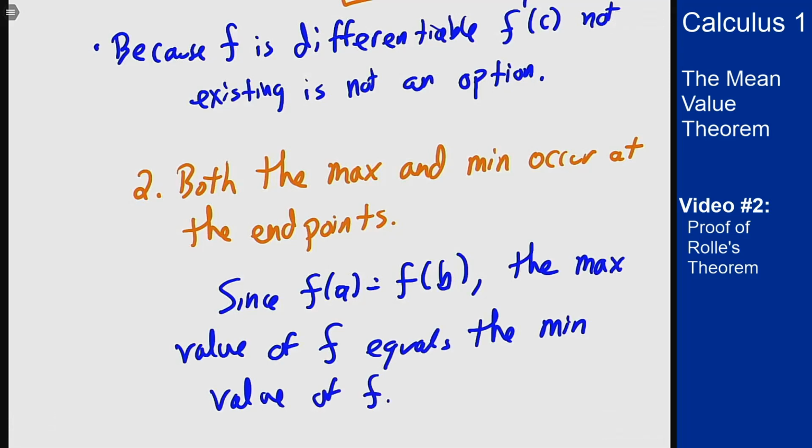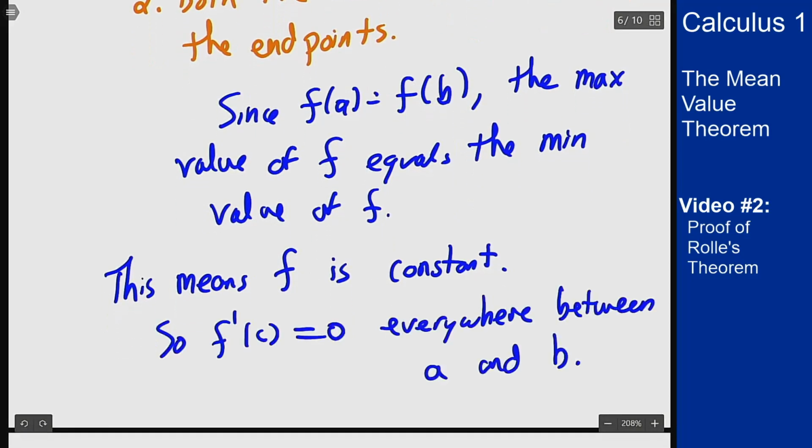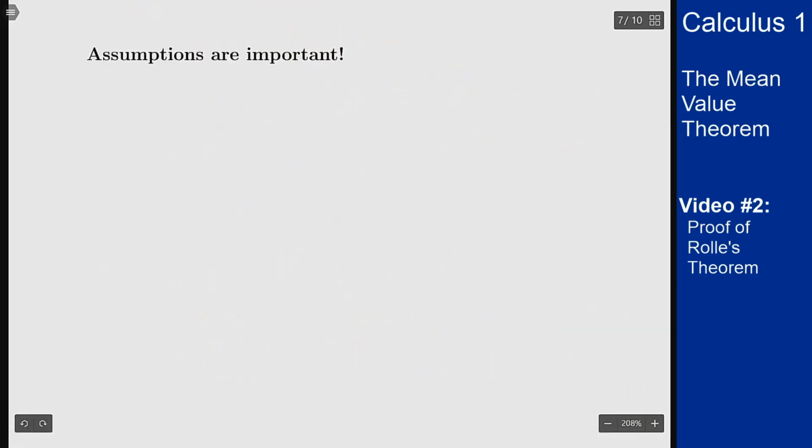If the max value equals the min value, this means my function is always the same value. So my function f is constant. And we know that constant functions have derivative of 0. In fact, they have derivative of 0 everywhere. So we don't just get one point where there's 0, we get that there's 0 at every point inside the interval, which clearly shows there is a point where f' is 0. And there's our proof.